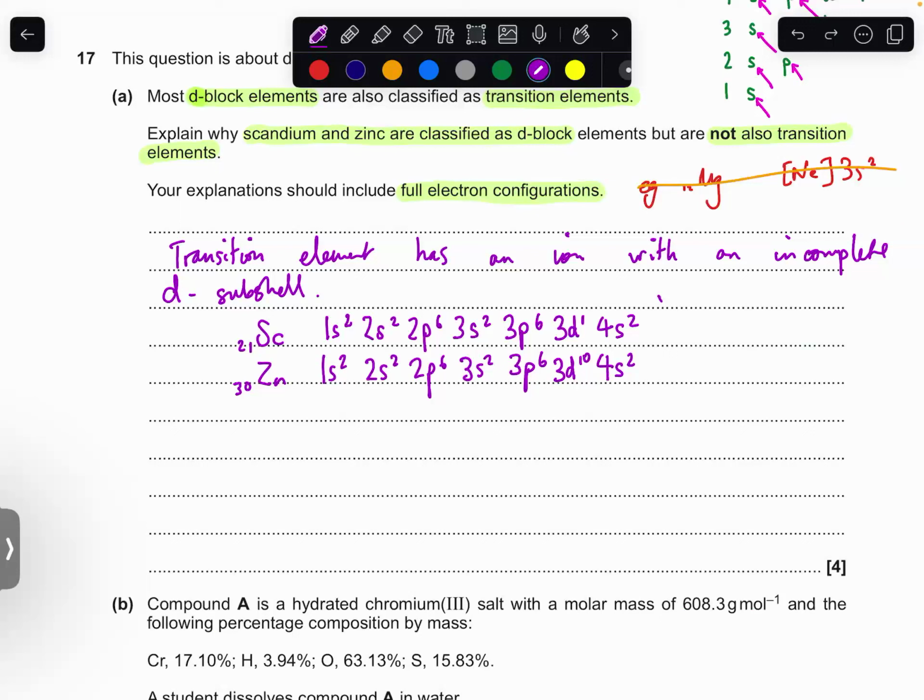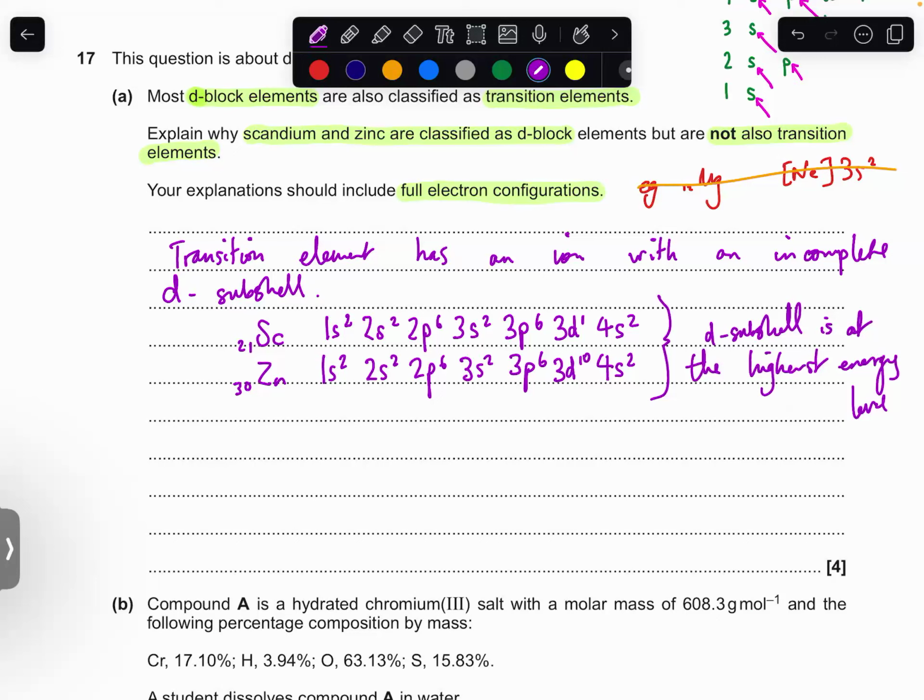So you can write that down. The fact that the D subshell is at the highest energy level. You see, if it was a group 1 element, the highest energy level is in the S subshell, could be 3s, 4s, 5s. So this is the definition of a D block element.